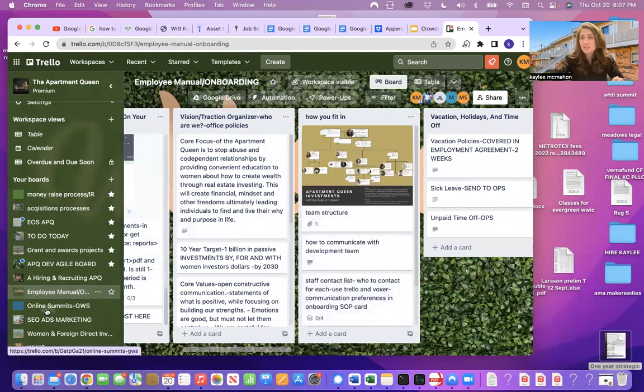So that's one of our processes: hiring and then onboarding. We have a summit. That's one of our processes. SEO, ads, marketing. That's another process. We have a Women Who Invest Council. That is another big part of our processes.